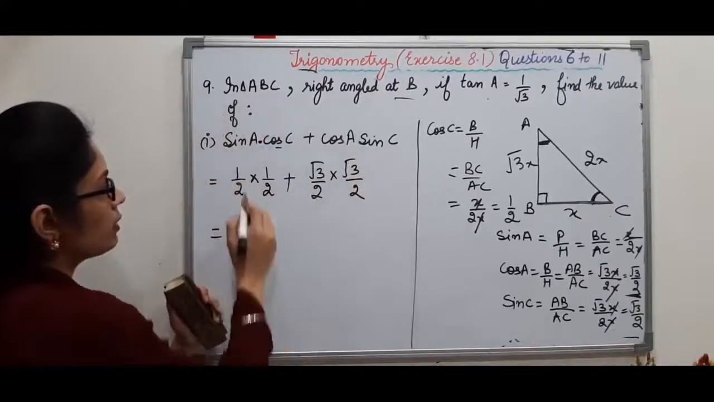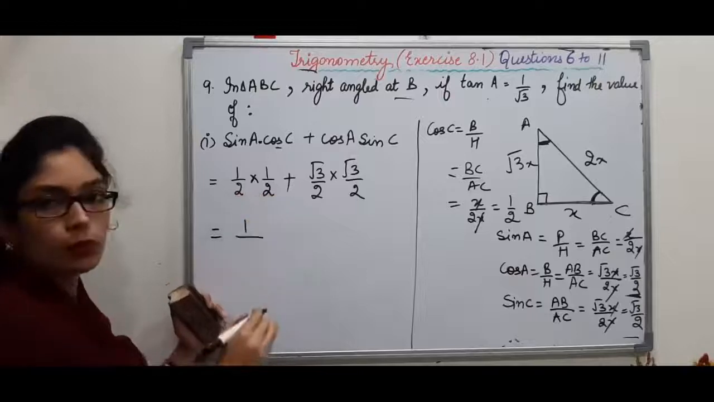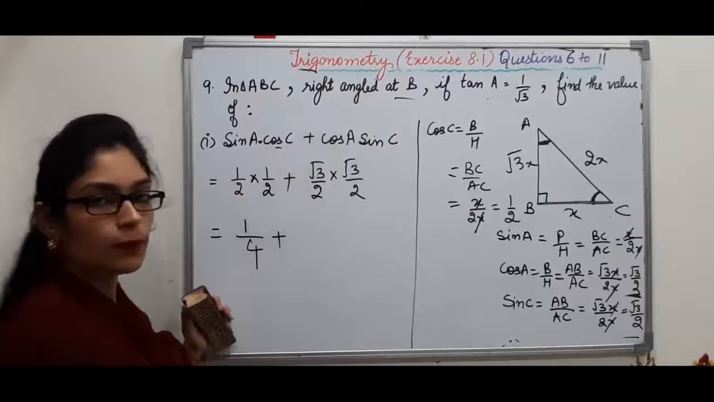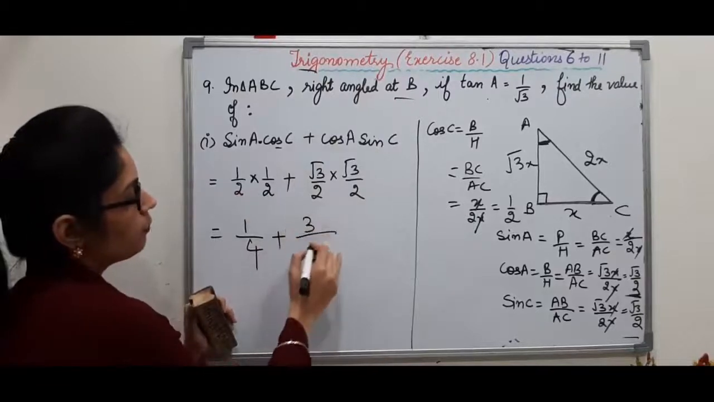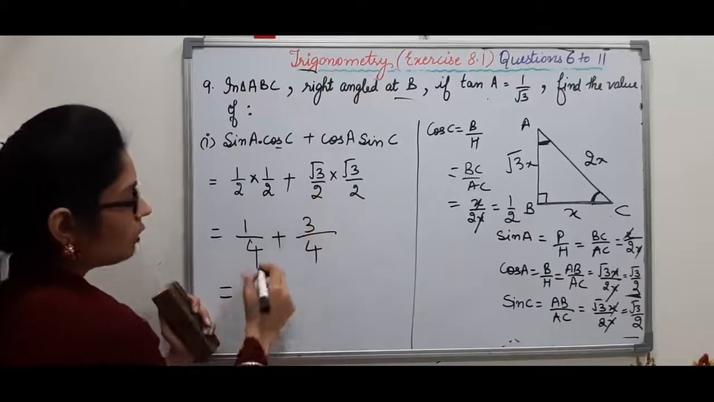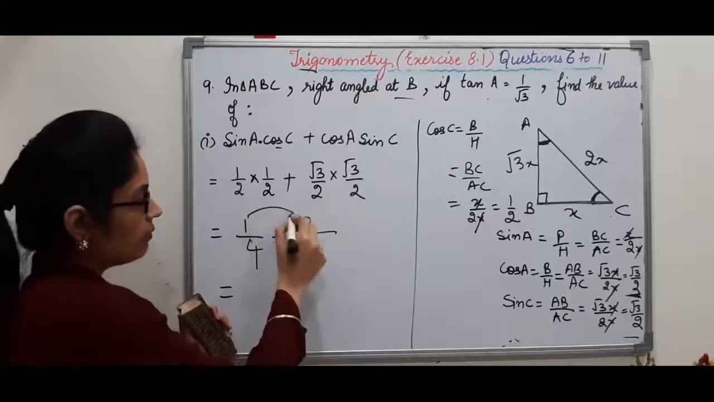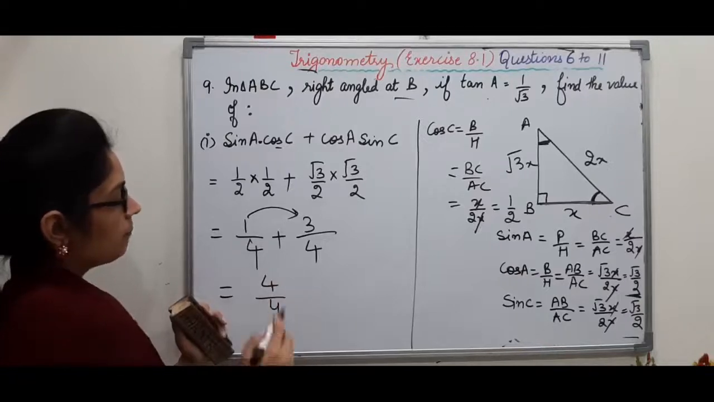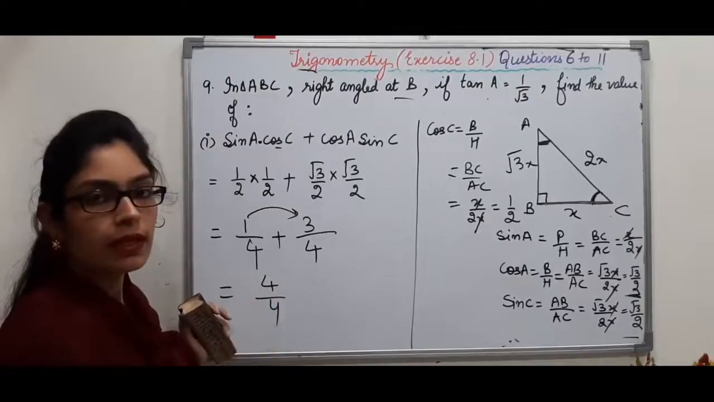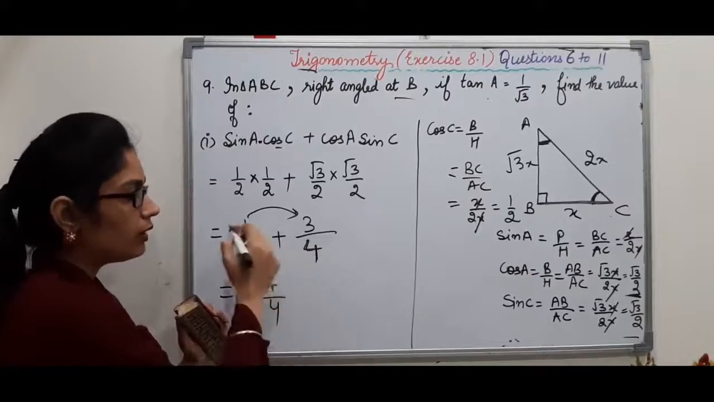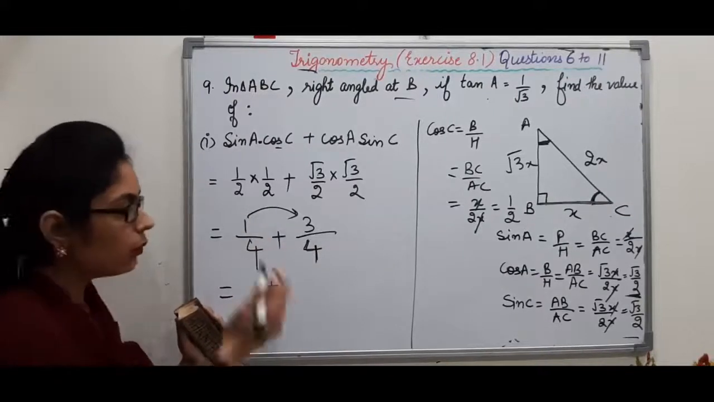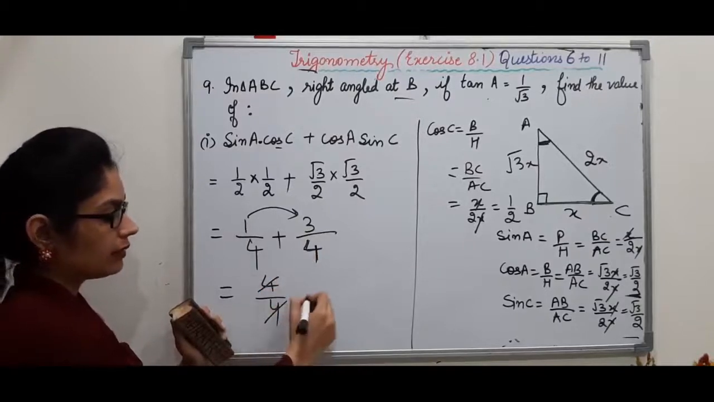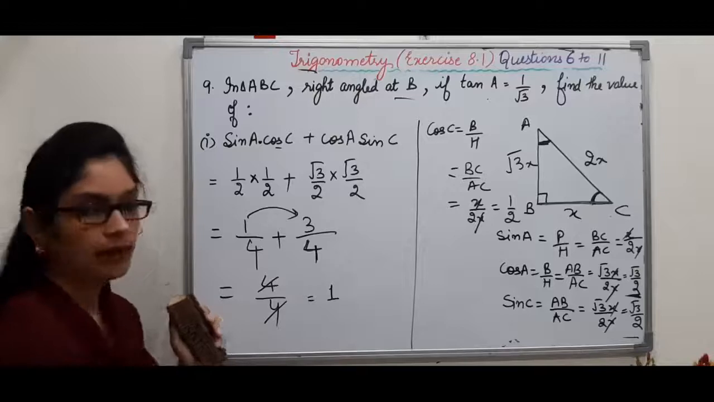Now let's do the multiplication. 1 into 1 is 1, 2 into 2 is 4, plus sign as it is, we have to write root 3 into root 3 is 3 and 2 into 2 is 4. Now the denominators are the same, so directly we can add. We don't have to add the denominators, we are supposed to add only the numerators. So 3 plus 1 is 4, so 4 by 4 will get this and this will get cancelled, so we will get 1 as our answer.